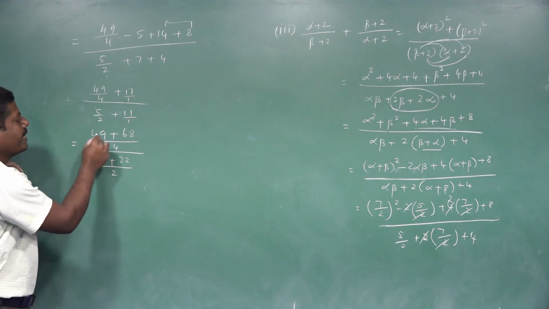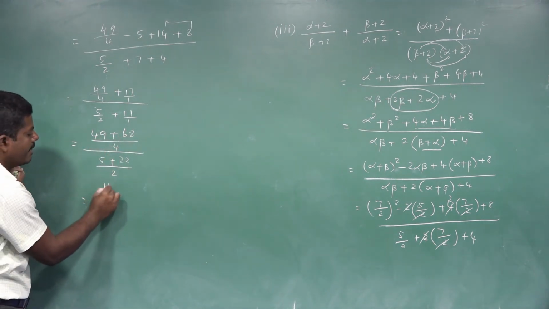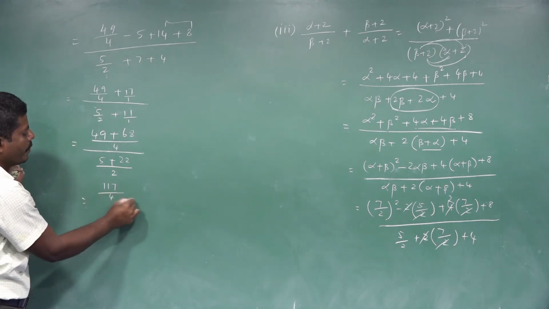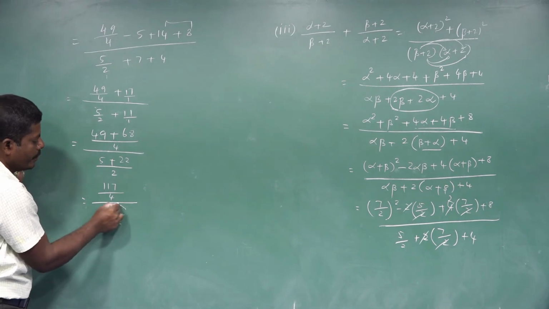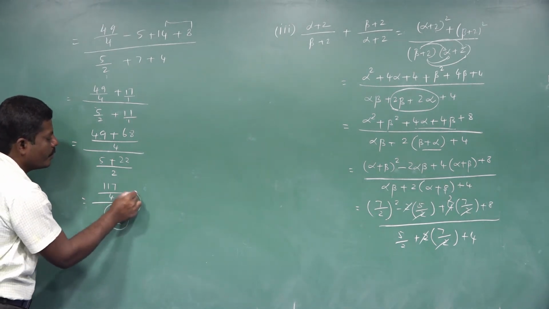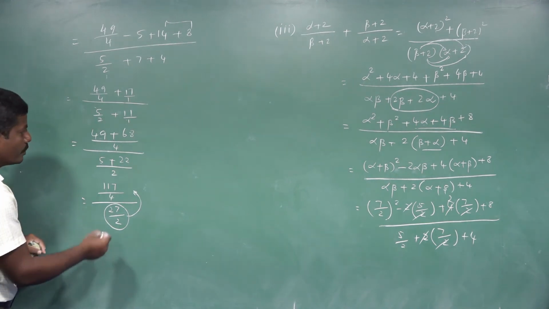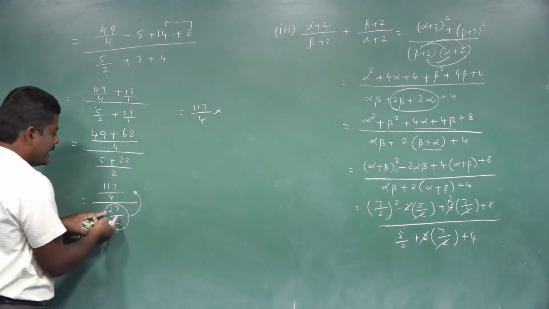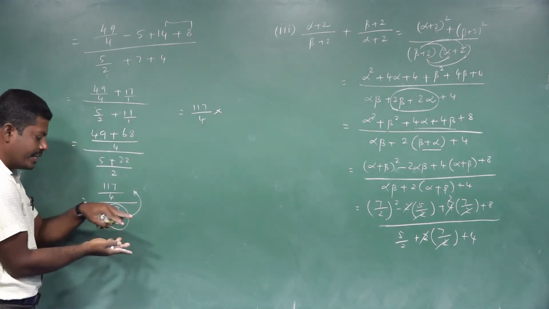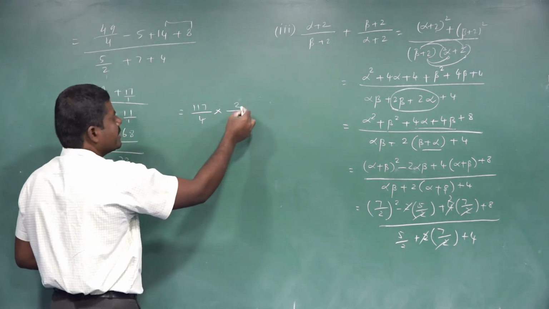Understand? Now 49 plus 68, how much? 117. 117 divided by 4, whole divided by 5 plus 22, 27 divided by 2. Now you send this denominator to the numerator, it becomes multiplication with the reciprocal. So 117 divided by 4 multiplied by the reciprocal of 27 divided by 2, which is 2 divided by 27. Now we can simplify this.